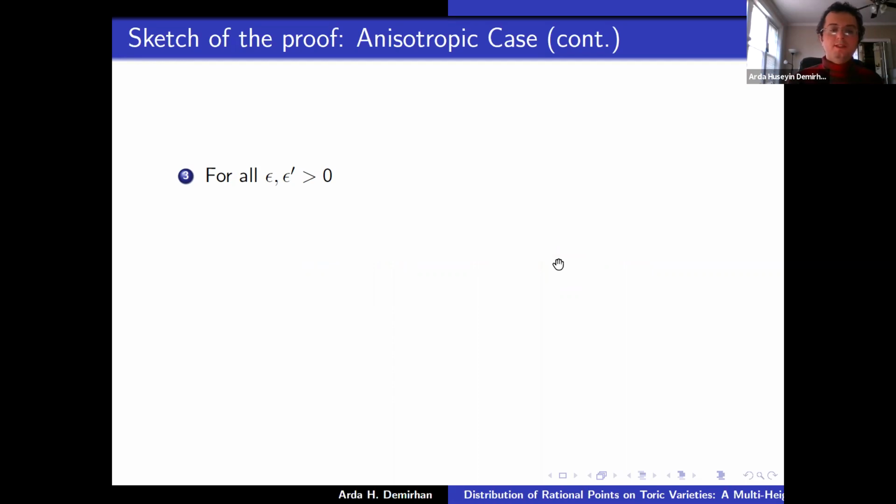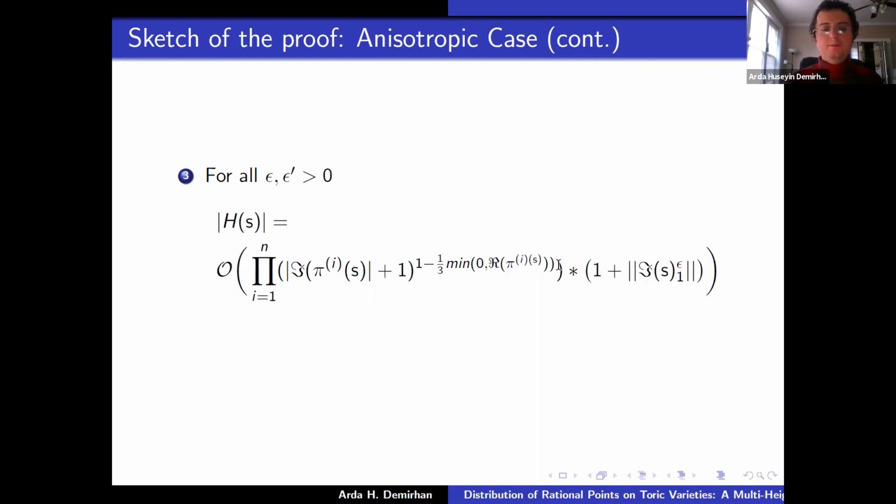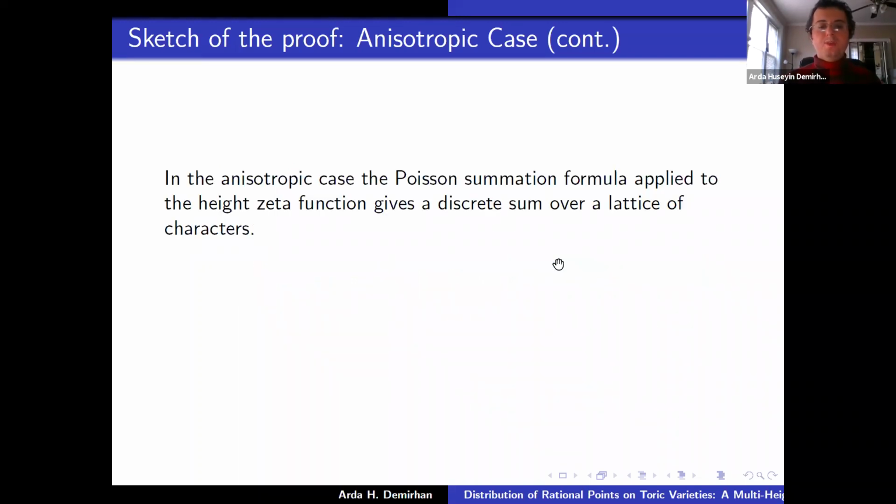The most interesting part of the argument of the anisotropic tori business is P3, the property 3, for all epsilon and epsilon prime. The growth of HS is equal to a fancy term. It looks horrible, but this thing is also uniformly valid in some special region when the real part of S is less than 1. Although this looks fancy, all it says is H has moderate growth in vertical strips. This is what we want to get from this expression. This is the key thing.